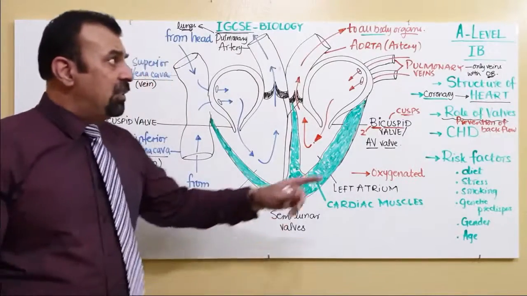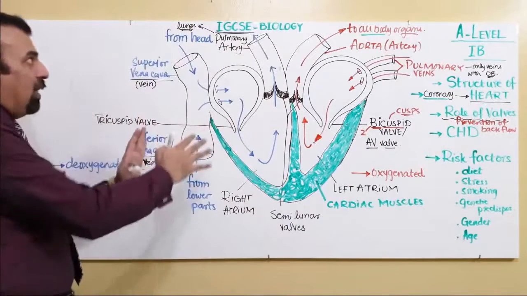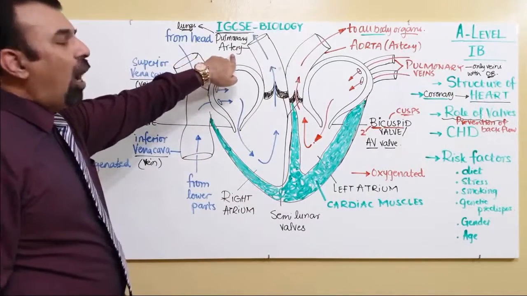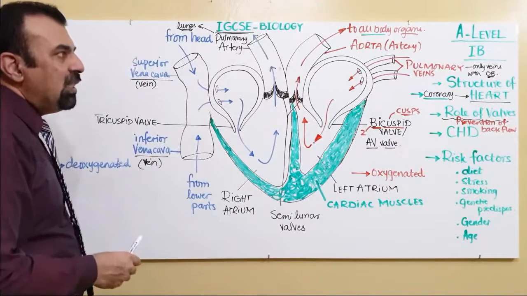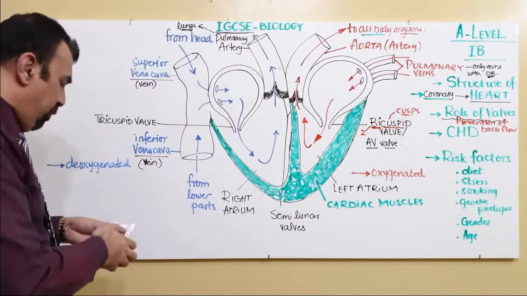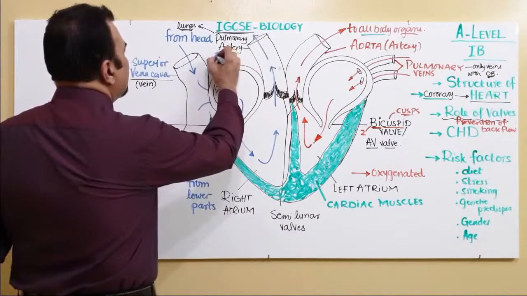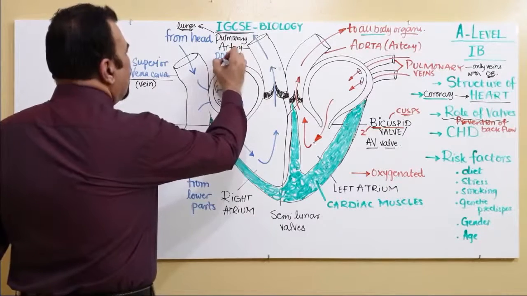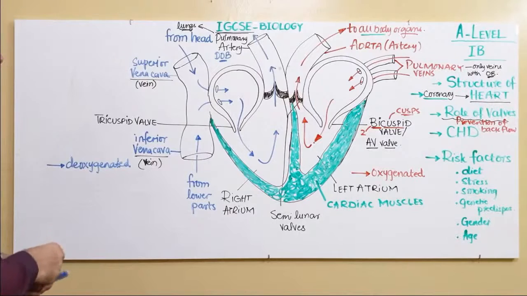So these are the only veins which contain oxygenated blood. And similarly, the pulmonary artery is the only artery which contains DOB. What is DOB? Date of birth. Yes, I know that. Deoxygenated blood. Good, very good, excellent.